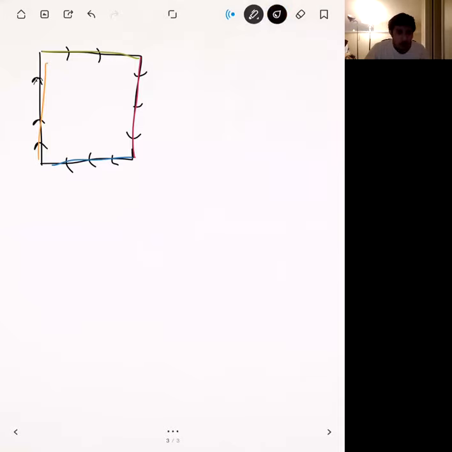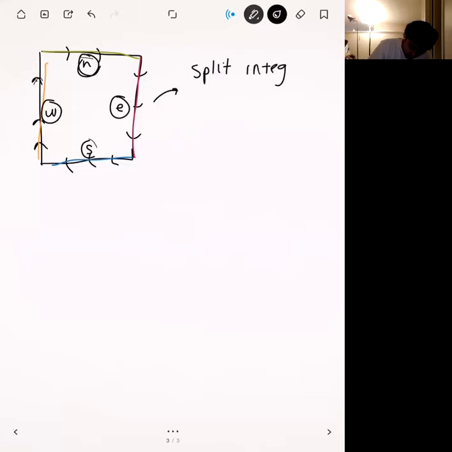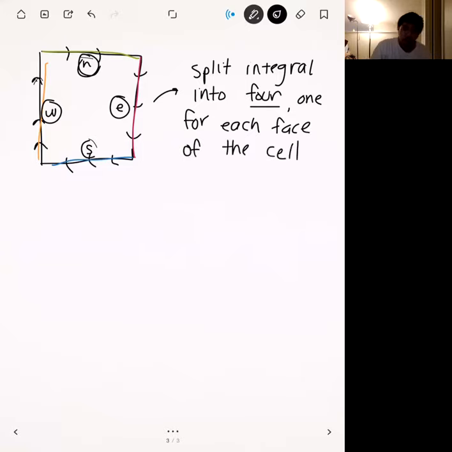The other key to note here is that since it's hard to go around or integrate around the sharp corners, what we do is we split this integral into four different ones, okay? One for each face of the cell. And so what we're going to get in the end is four different integrals for that.